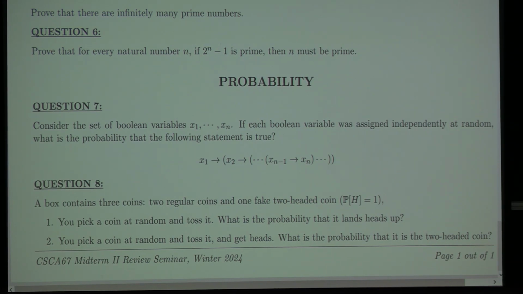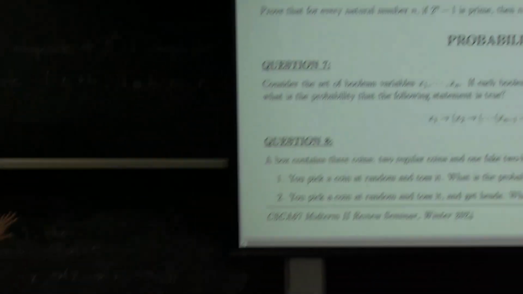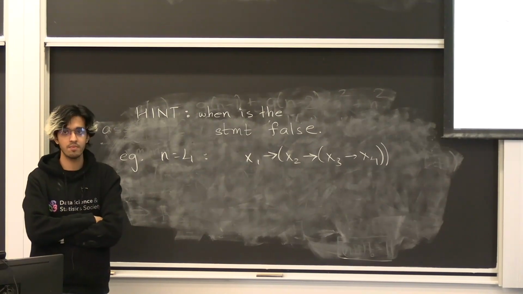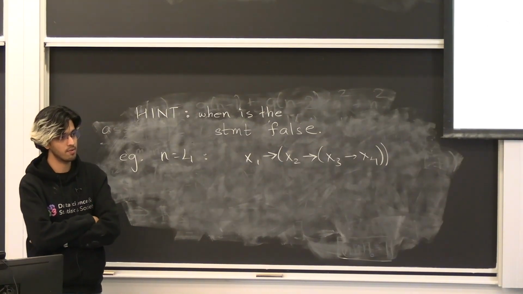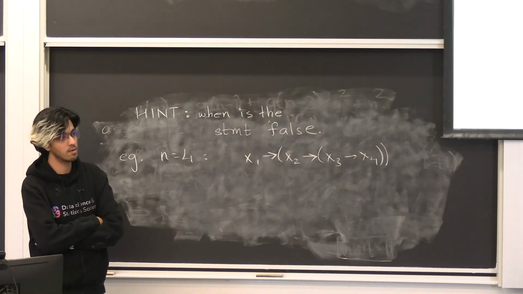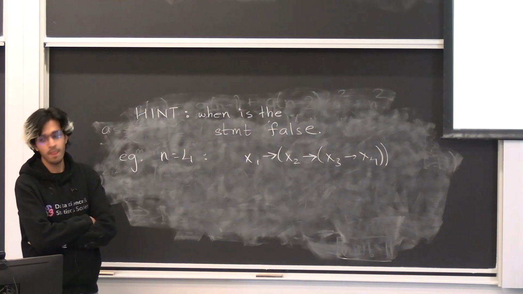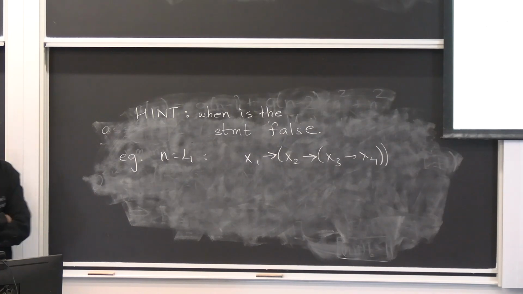So according to this hint, who can tell me under what condition that statement is false? What makes this statement false? When is an implication false? When the P statement is true and the Q is false. Okay, cool. So A implies B is false when A is true and B is false.